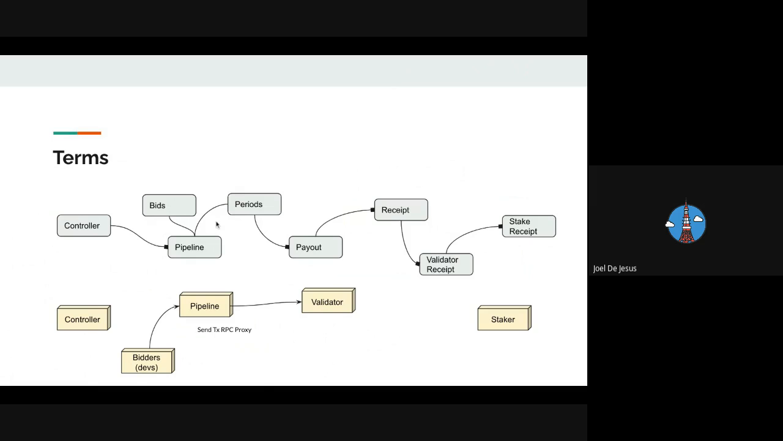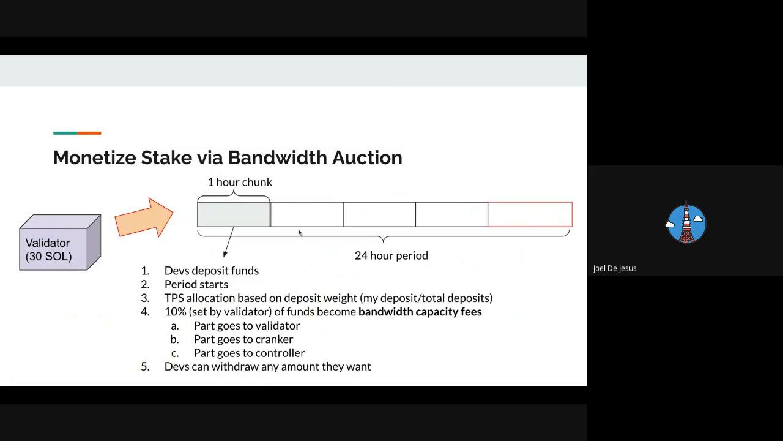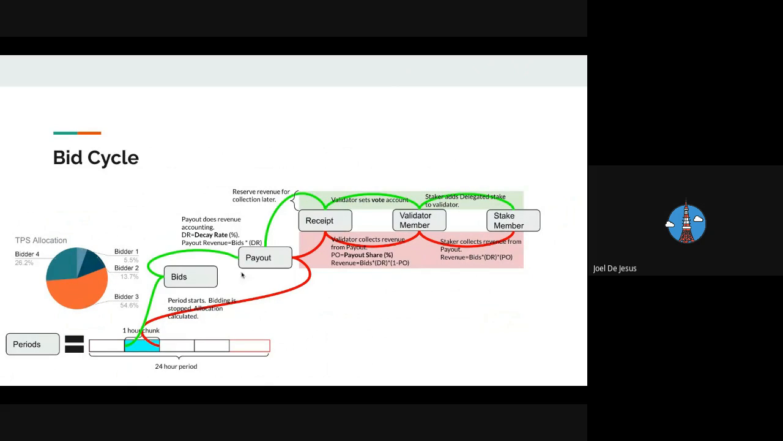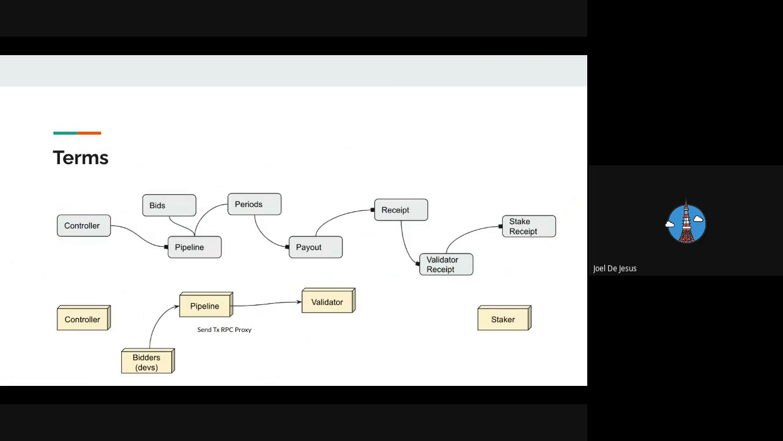So when a period is created by the pipeline, a payout account is created. Payout account is temporary. It's used for accounting. Then what has to happen is the payout is for the period, and then the validators have to pick the payout.